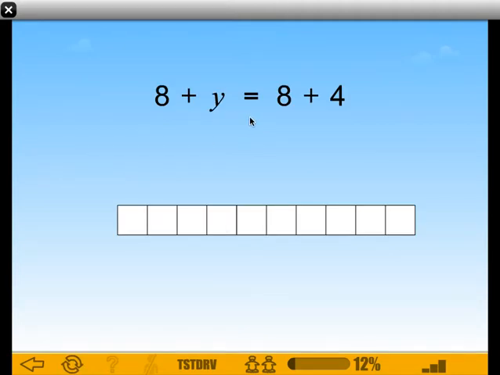Alright, we want to balance the equation, and in this case it's 8 plus y equals 8 plus 4. If we were to eliminate the 8 from each side, we would see that y is 4. 8 minus 4 would give us the value that we need.